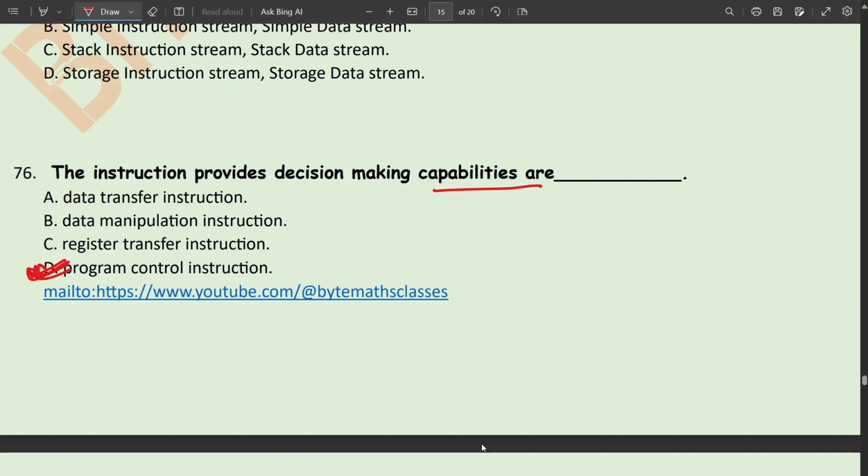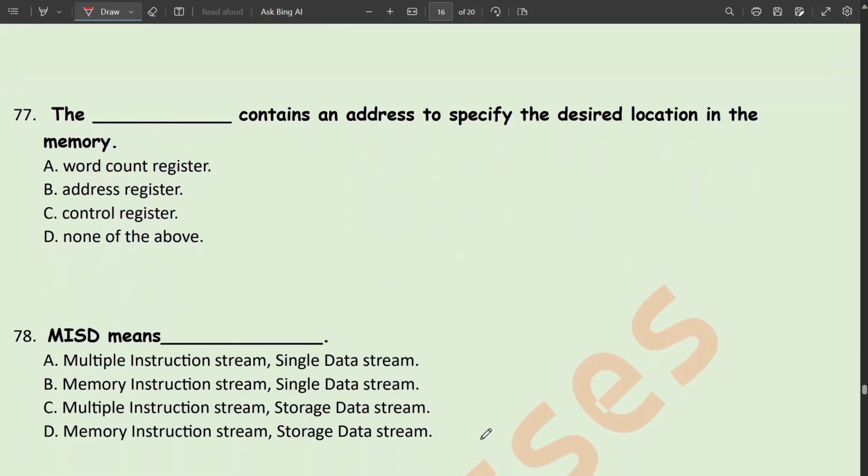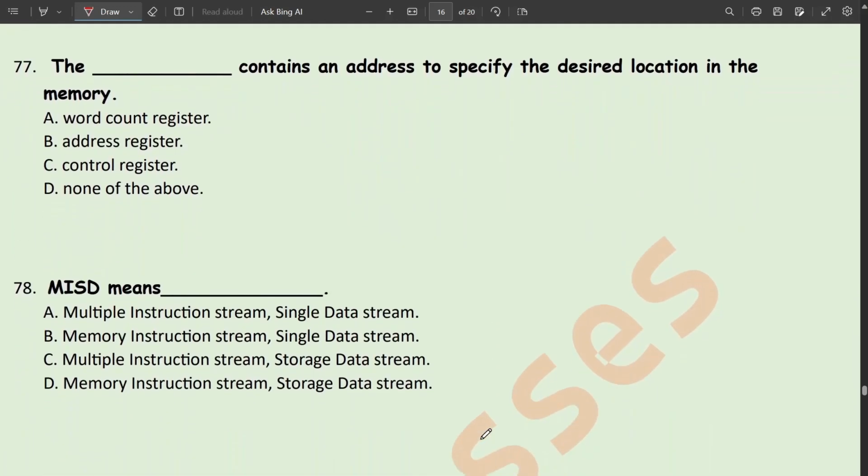Next, the blank contains an address to specify the desired location. Contains an address. The answer will be address register. Option number B is correct.